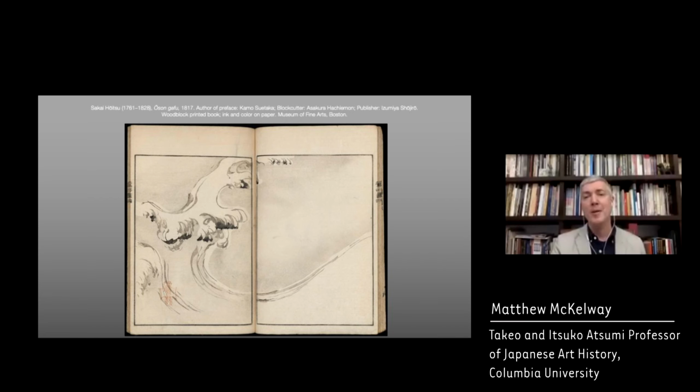And he hires Kamo Suetaka, a great literary figure and intellectual of the time, to crown it with a very intellectual preface at the beginning. And he has it published by an Edo publisher named Izumiya Shojiro. It's not a very big book, but one of the images that he includes is an image of a single cresting wave.